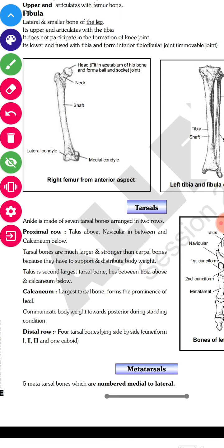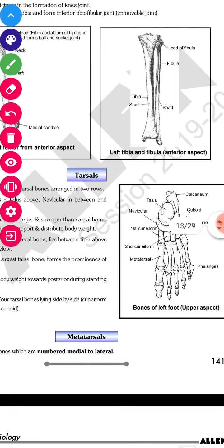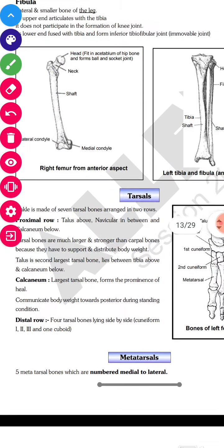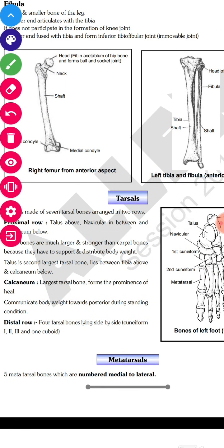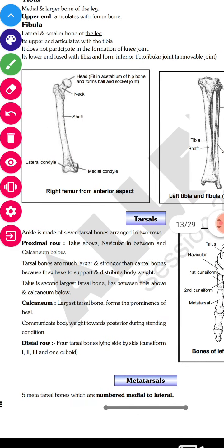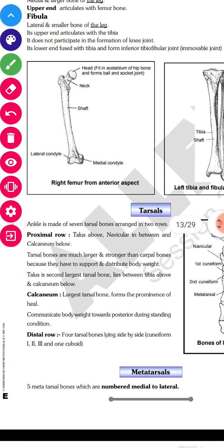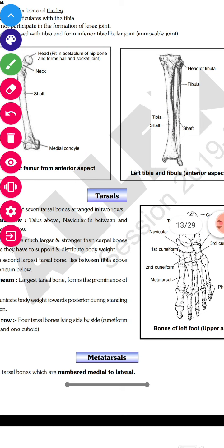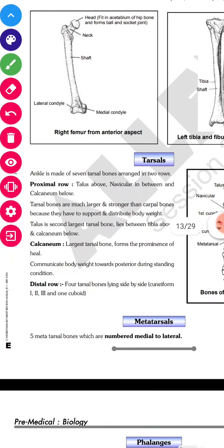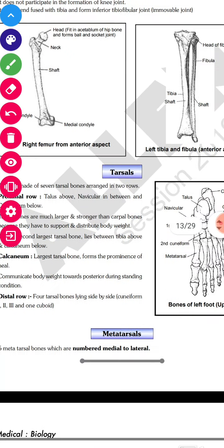Lower end fuses with the tibia and forms the tibiofibular joint. Which joint is it going to form? Tibiofibular joint, which is actually an immovable joint. So over here you can see that this fibula is joined on top, and at the bottom on tibia, and then it is going to go down, and this joint is the tibiofibular joint.